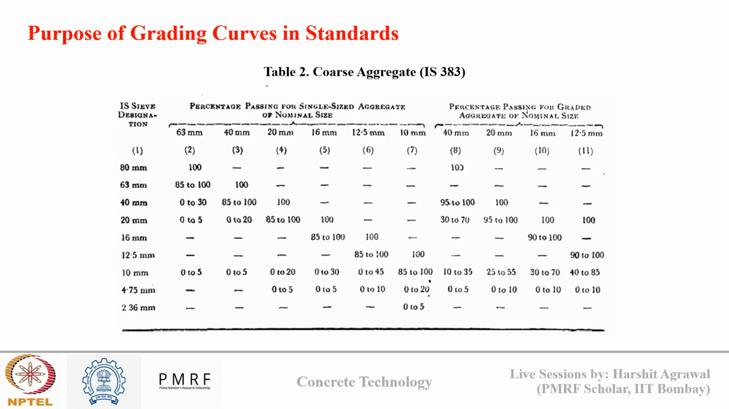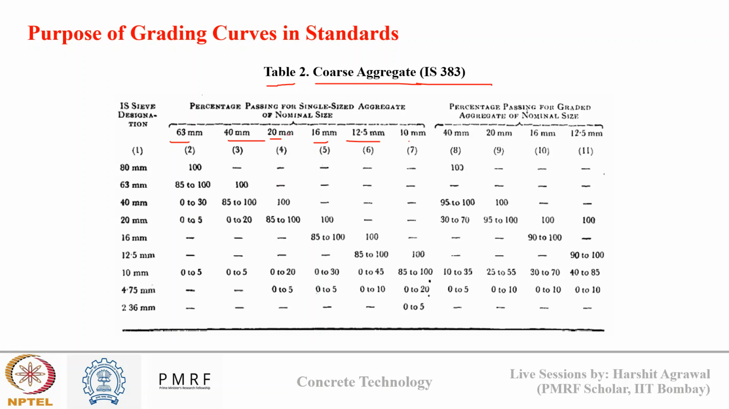Now this is Table 2 from IS 383, the Indian Standard for Coarse and Fine Aggregate for Concrete, and this table provides the grading requirement for coarse aggregate. It specifies the standard sizes of aggregate and their corresponding percentage passing through different IS sieves. We have aggregate listed here as 20 mm, 40 mm, 10 mm, 16 mm, 12.5 mm, and 63 mm. We have grading limits, where for each aggregate size it specifies the percentage of material that should pass through various sieves to ensure proper grading.